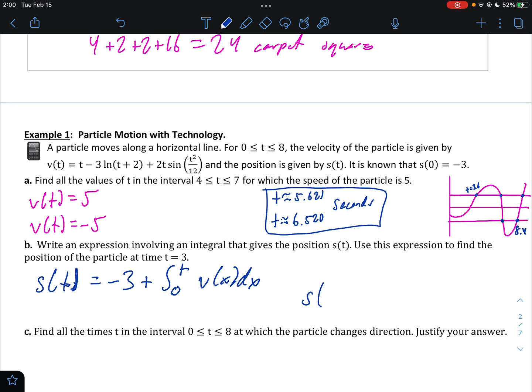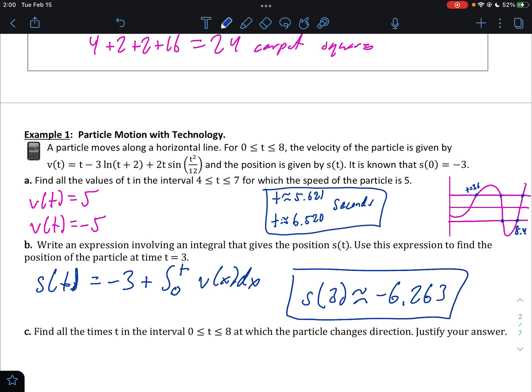So s of 3 is -6.263. That is its position, 6 units to the left of the origin.